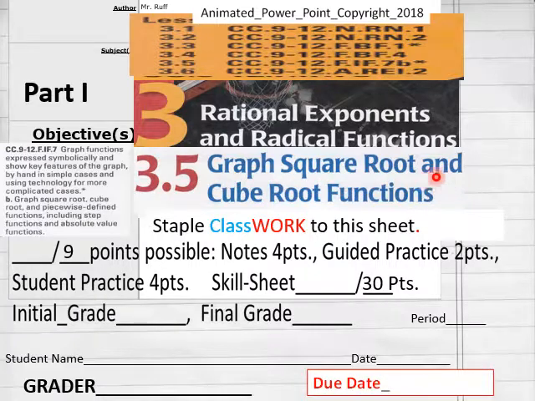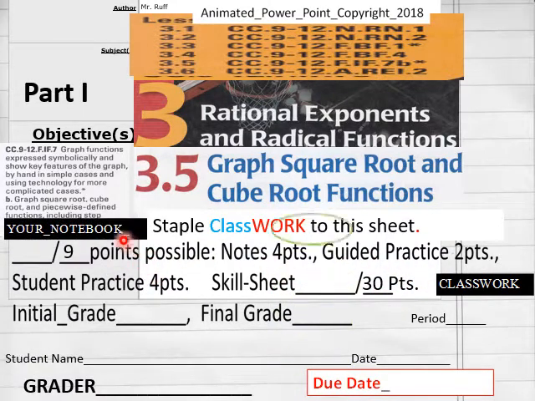3.5 Graphing square root and cube root functions. Here is our standard here. This is part 1, and we have 30 points here, a skills sheet of 30 points, and then we have a note-taking guide that's worth 9 points on that, students.